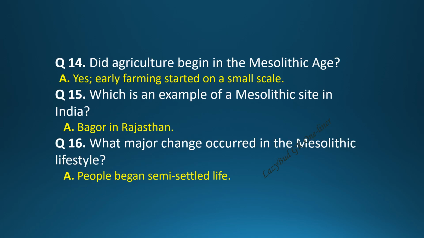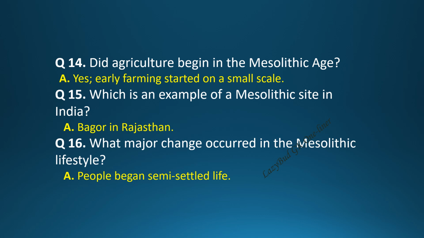Question 14. Did agriculture begin in the Mesolithic Age? Answer. Yes, early farming started on a small scale. Question 15. Which is an example of a Mesolithic site in India? Answer. Bagar in Rajasthan.